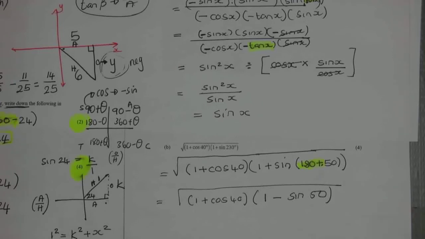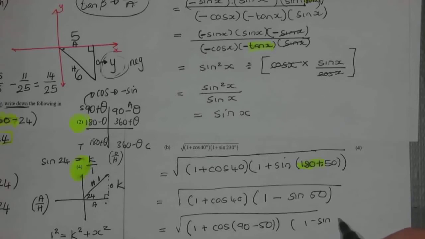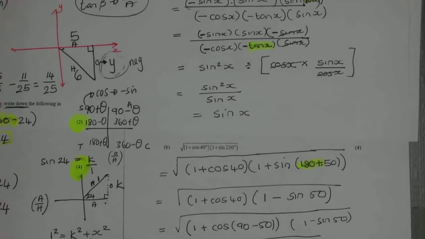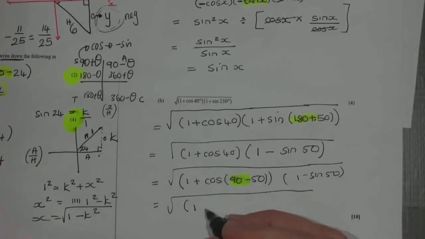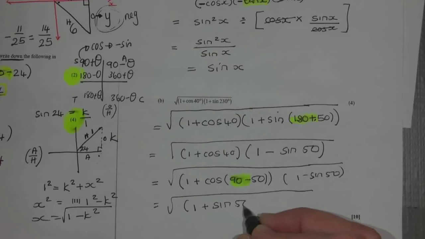Looking at these two, I notice that I have co-functions, because I can choose any one. I'm going to choose the first one. I can rewrite cos 40 to say that that's 90 minus 50. Right, so I have 90 minus, I know everything is positive, but cos needs to change to sine.